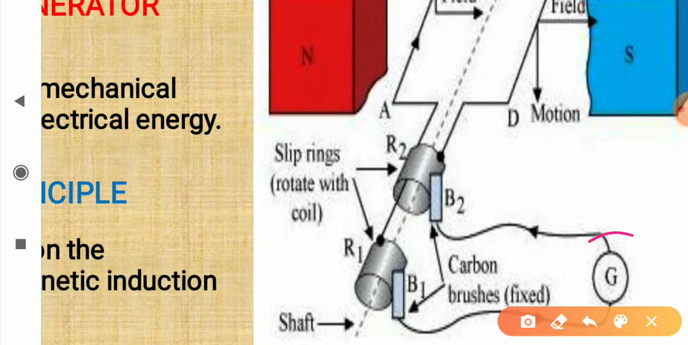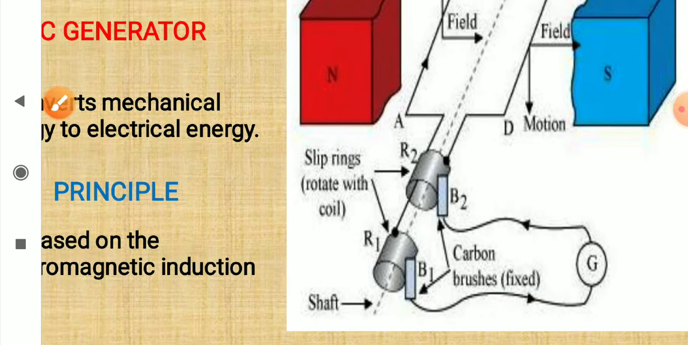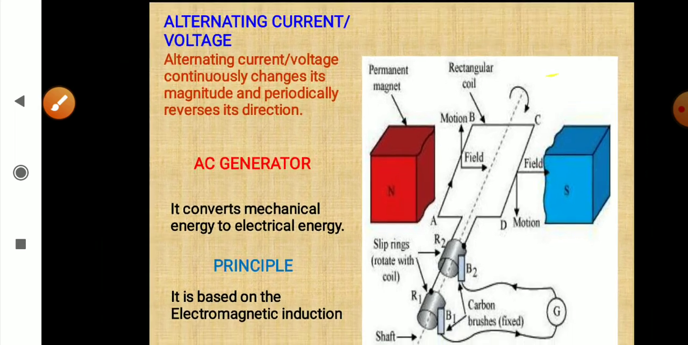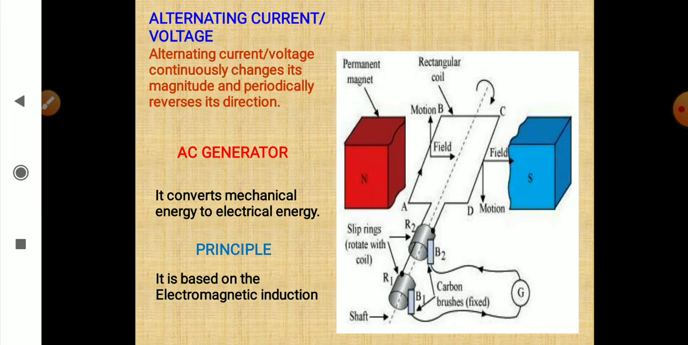So the external circuit or external load is connected between carbon brushes B1 and B2. Whatever is connected here, it can be your household circuit, it can be a bulb, a fan, a refrigerator, or anything, maybe a housing complex or whatever. So this whole combination is an AC generator. So let us look at its working now.